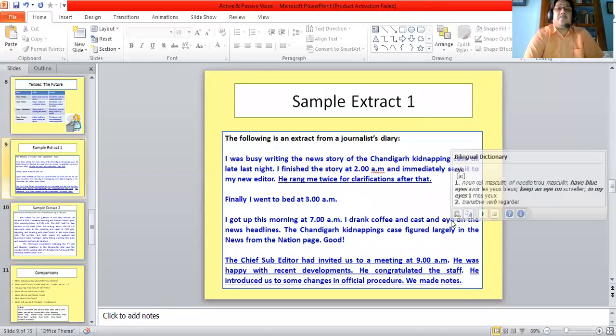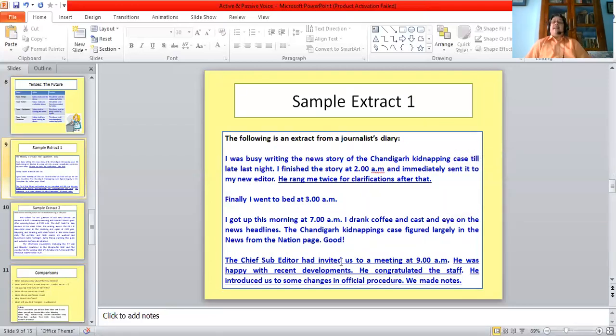Now, we shall be comparing two sample extracts. The first one is an extract from a journalist's diary. Now, I'm reading the extract out to you. You see what is the manner of the writing. This is a journalist writing in his diary about certain actions or events.